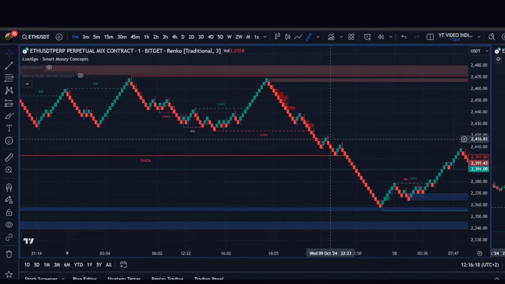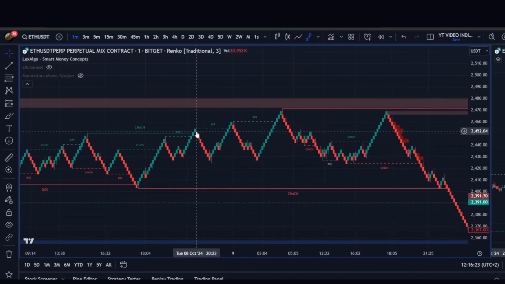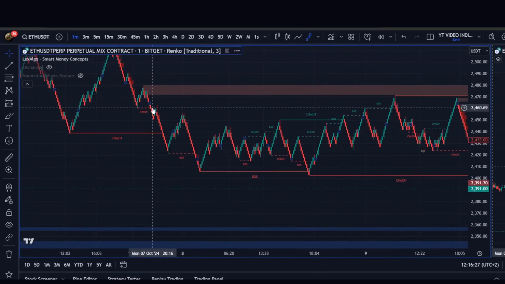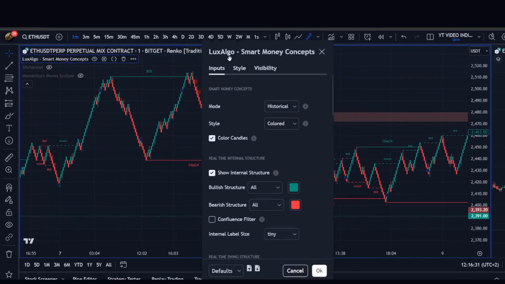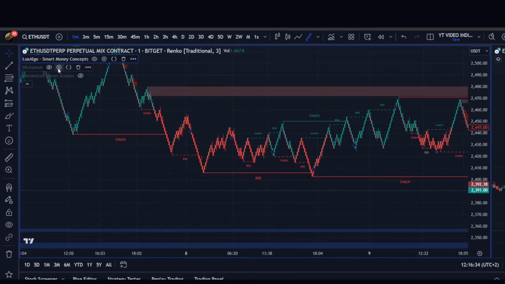But what does it show you? When do we have actual structural breaks? Where do we have new structure? Meaning where do we have new higher highs? So, break of structure. And this can certainly help you determine the direction. In this case, just briefly, you can enable color candles and then you will see when the bullish trend is and when the bearish trend actually is.